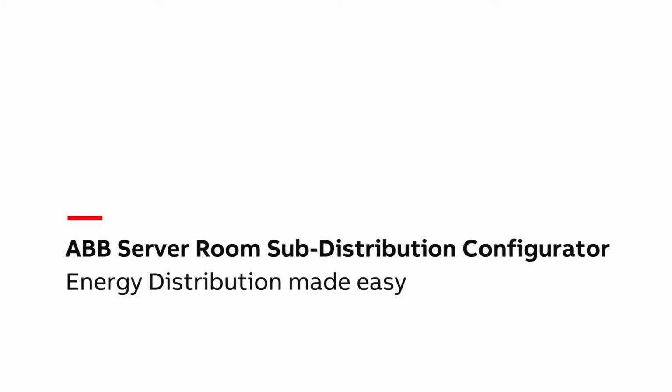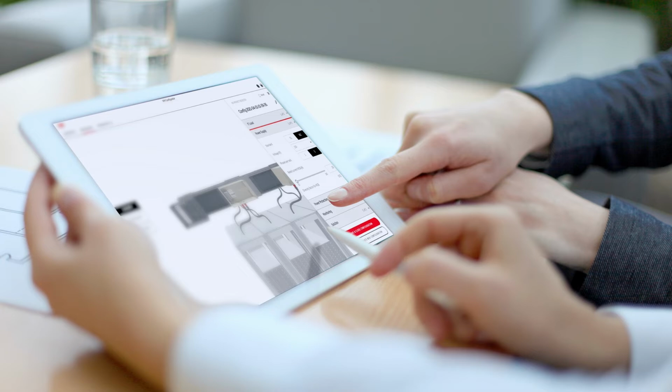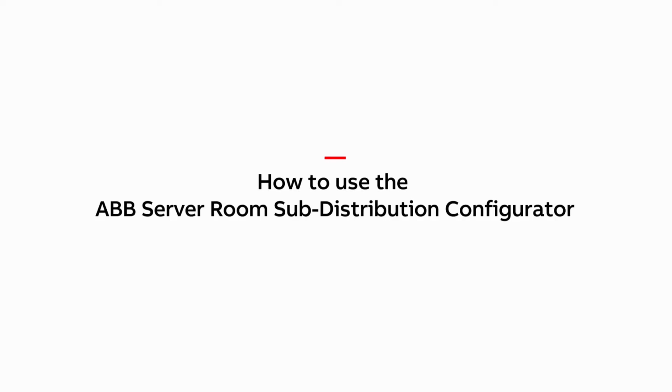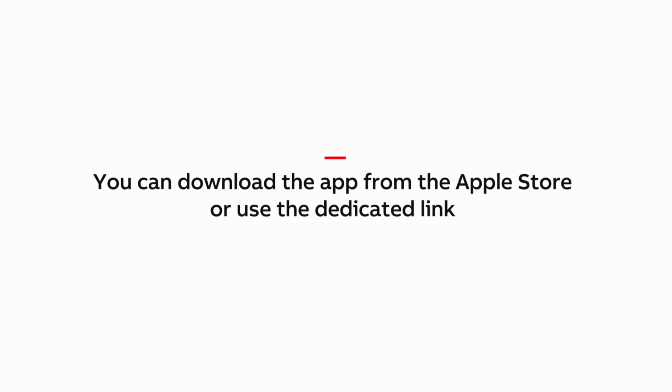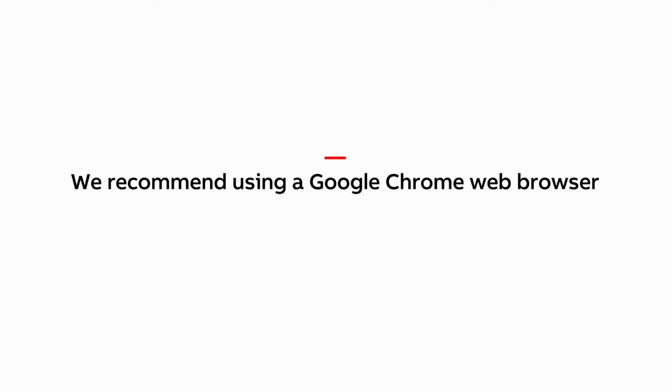ABB Server Room Sub-Distribution Configurator. Energy distribution made easy with ABB solutions for data centers. Here is a quick how-to guide on how to use the ABB Server Room Sub-Distribution Configurator. To use the tool, you can download the app from the Apple Store or use the dedicated link. When using the link, to have a user-friendly experience, we recommend using a Google Chrome web browser.